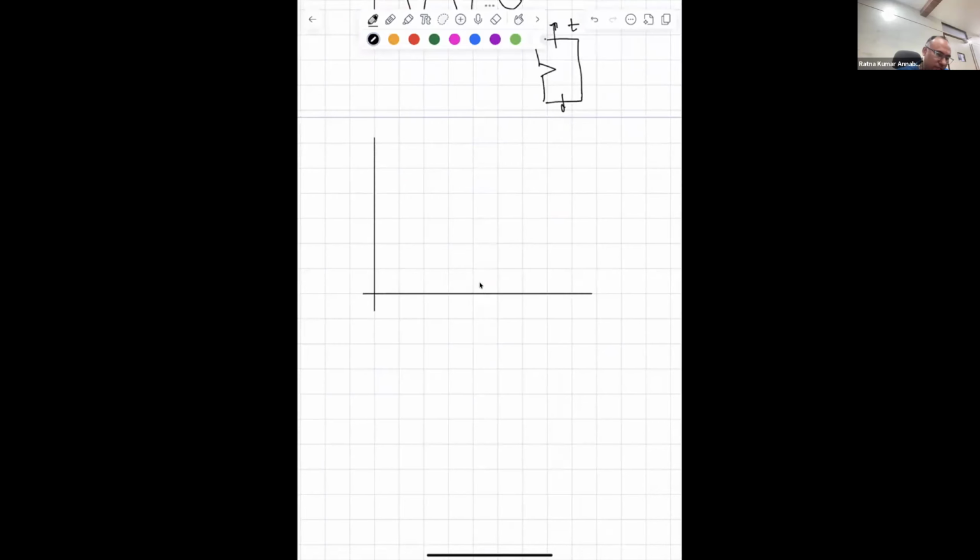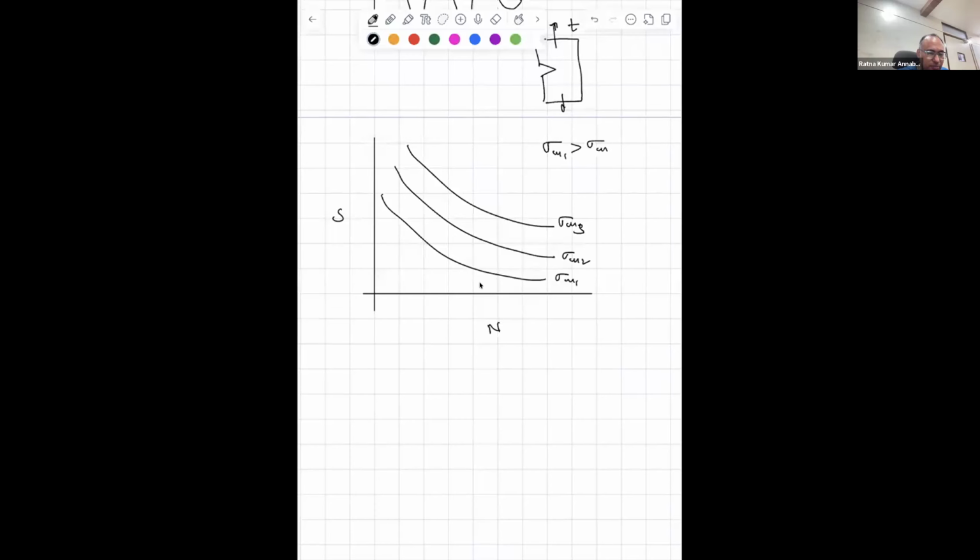So in the diagram that I have shown in the slides, if you plot stress versus life, let us say this is sigma m1, sigma m2, and sigma m3. Sigma m1 is greater than sigma m2, which is greater than sigma m3. Why is that? Because as you increase the mean stress, all of them are greater than 0. All of them are positive.